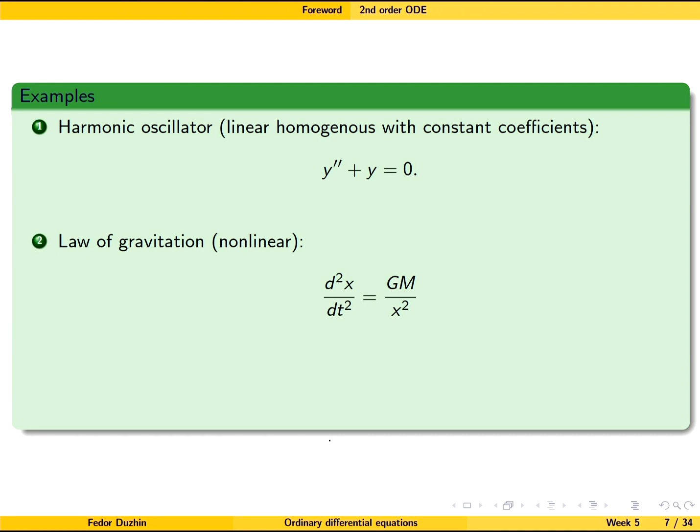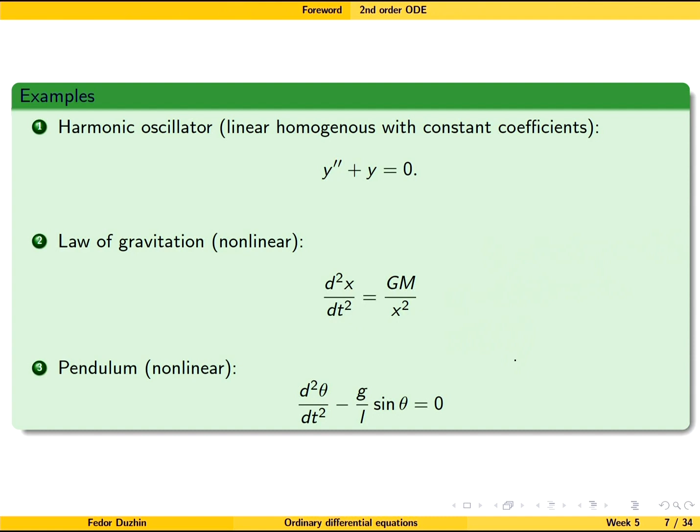So here t is the independent variable and x is the dependent variable, the unknown function. The unknown function is x of t. Notice that this is nonlinear. It is autonomous because t does not appear in the right hand side explicitly, and it is second order because the highest derivative is the second derivative.